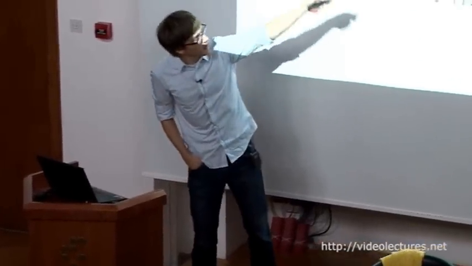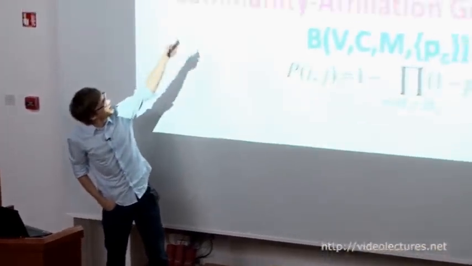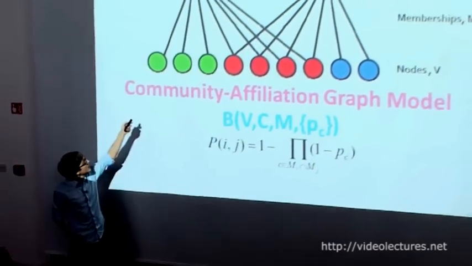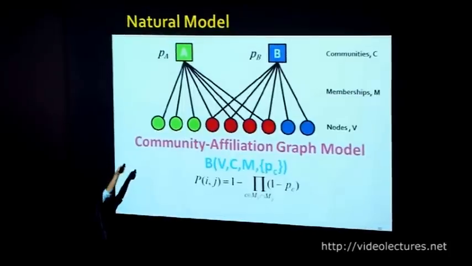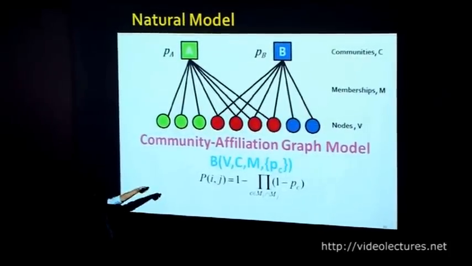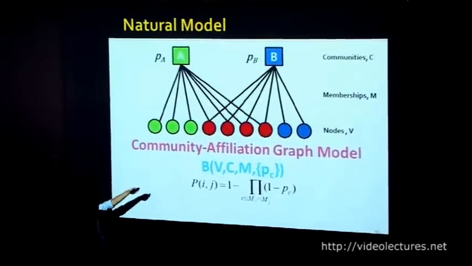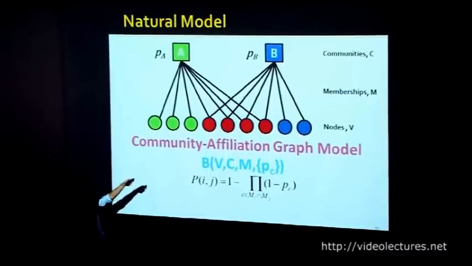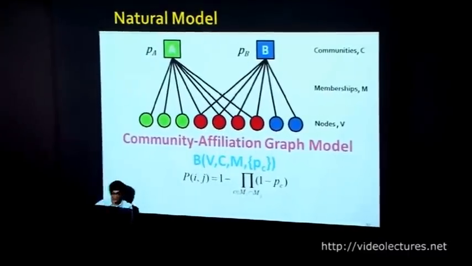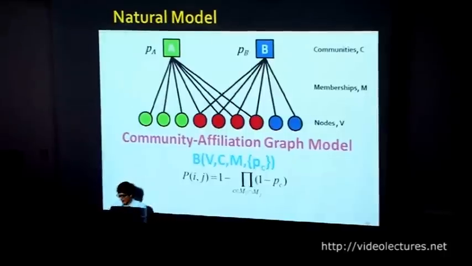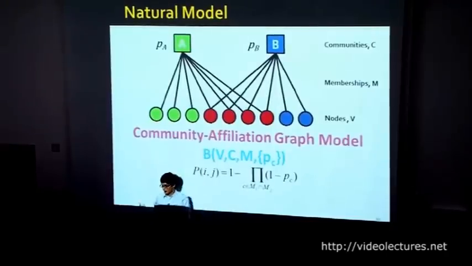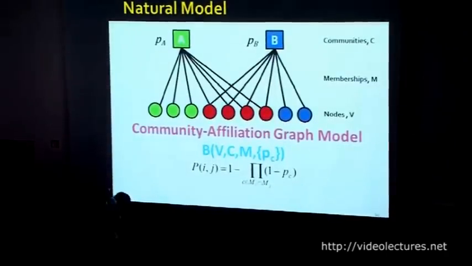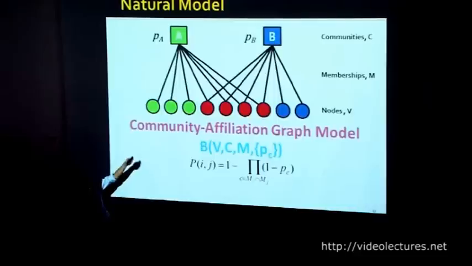So the bottom line are my nodes of the network. The top are my communities. A node is connected to the communities it belongs to. So all the green nodes belong to the community A, all the blue nodes belong to the community B, and all the red nodes belong to both communities, right? So very simple. Now I have my nodes of the social network at the bottom, I have communities on the top, and edges mean memberships. So now the question is, given this kind of graph, how do I generate the social network?